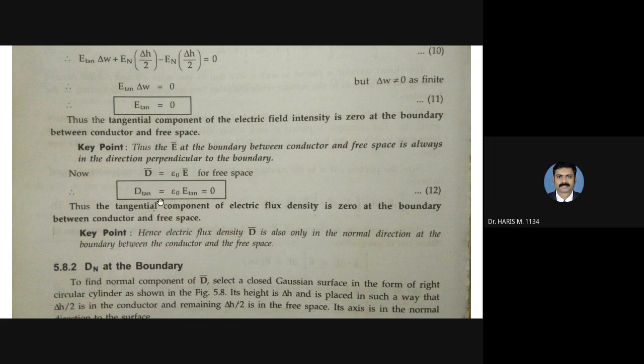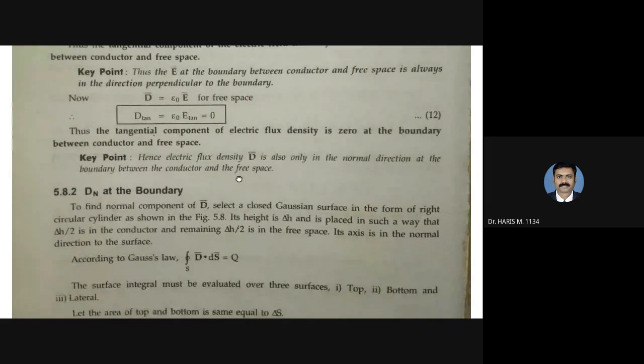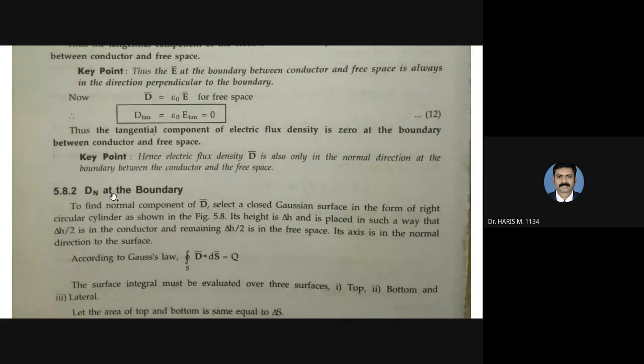Now, this is the tangential component. Now, let us see about the normal component. The normal component is represented as Dn, right? So in order to find the value of the normal component of D, we are going to assume a closed Gaussian surface in the form of a right circular cylinder, right? Same picture. In that case also the height is taken as delta H, and it is placed in such a way that delta H by 2 is in the conductor and the remaining delta H by 2 is in the free space.